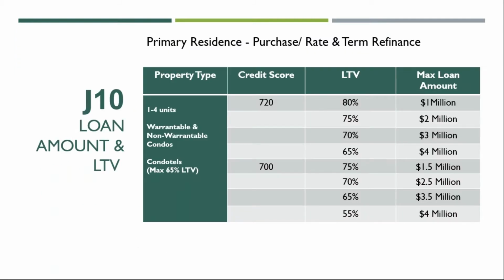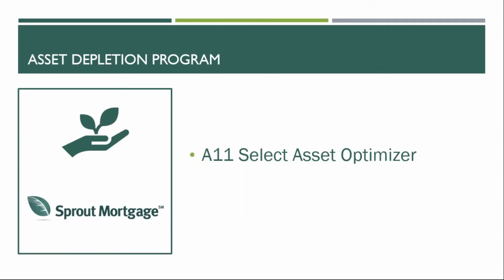Again, with regard to the J10, I'm only showing the loan amount and LTV matrices for purchase and rate term here on the screen for the sake of time. I'm trying not to go line by line. They're tranched with credit score, LTV, and loan amount, and you will have that table for your reference, so we don't need to go through it here in the presentation.